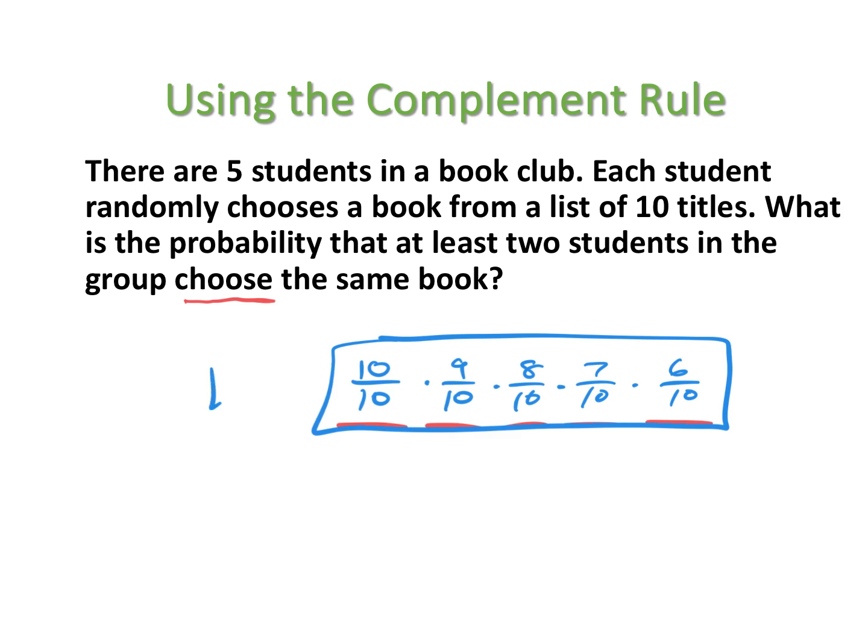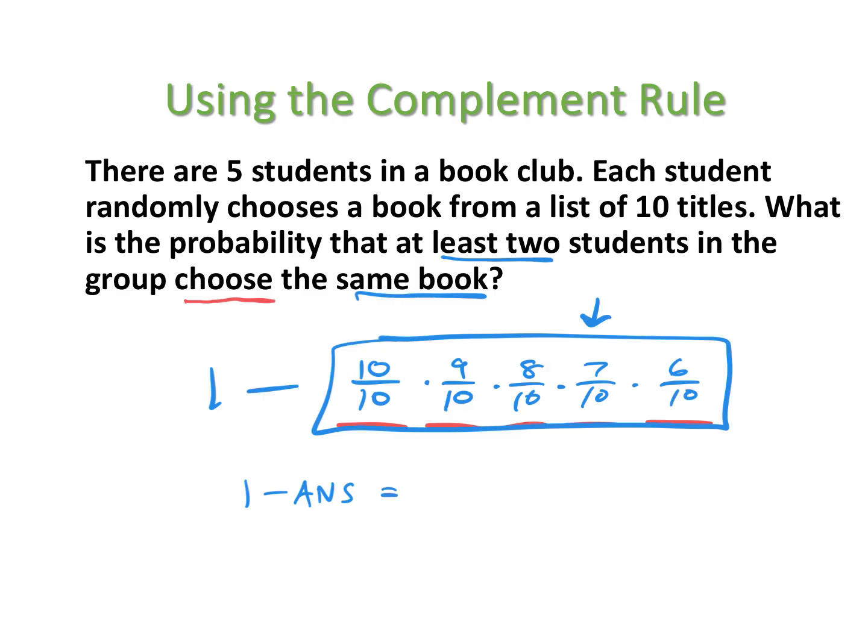So if I do 1 minus that, that's going to be the answer of at least 2 choosing the same book. Now again, I wouldn't expect you to do this by hand. I would expect you to use your calculator. So on your calculator, I would first type in what this answer is as a probability and press enter. And then I'd do 1 minus that answer on my calculator to get the actual probability.